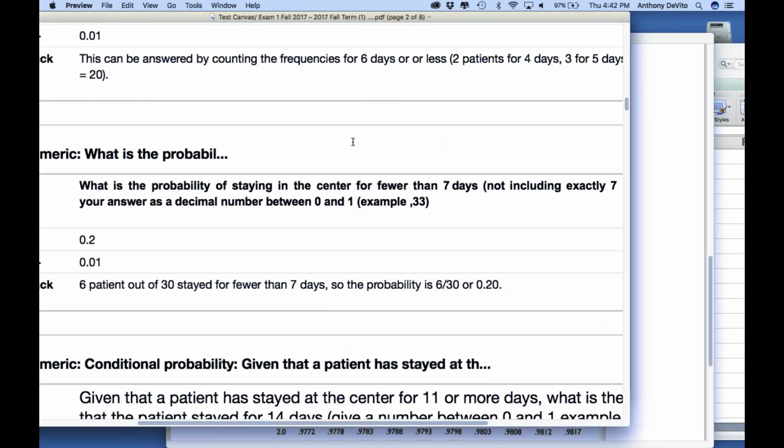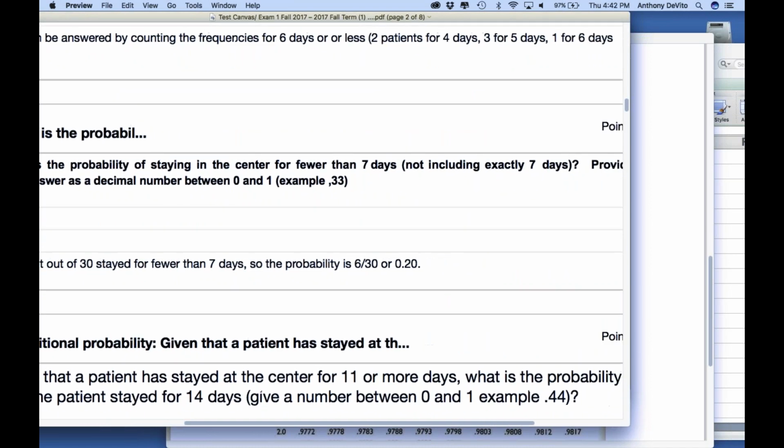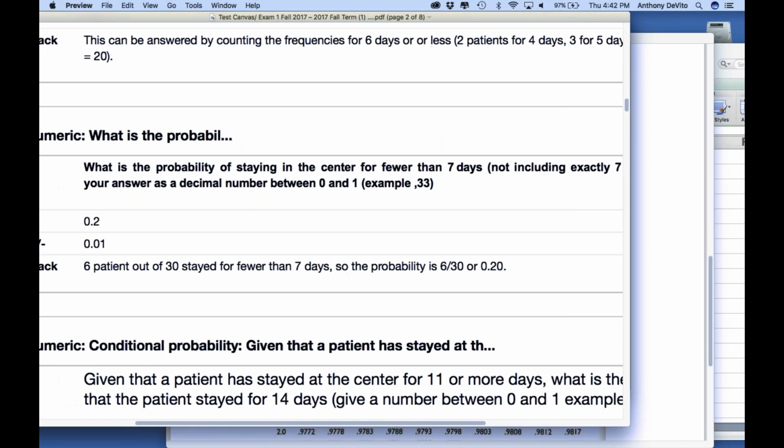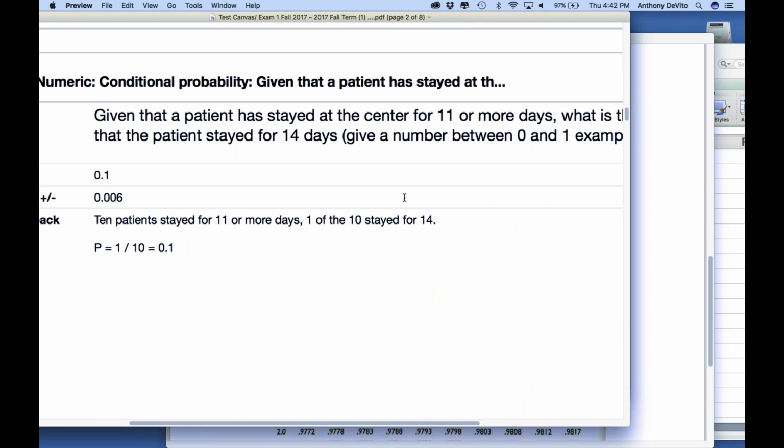Okay, what's the probability of staying in the center? This is a little bit more complicated. What's the probability of staying in the center for fewer than 7 days? Same question. Given that the patient has stayed for 11 days or more, what's the probability that that patient stayed for 14 days? That's a conditional probability, right?